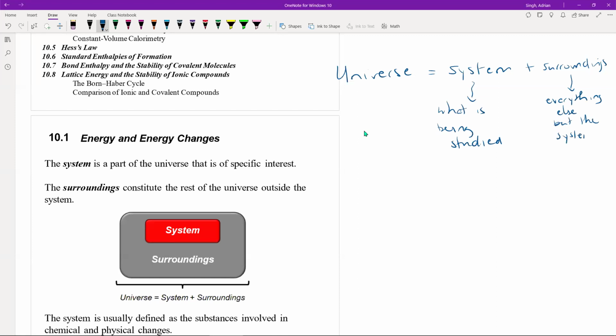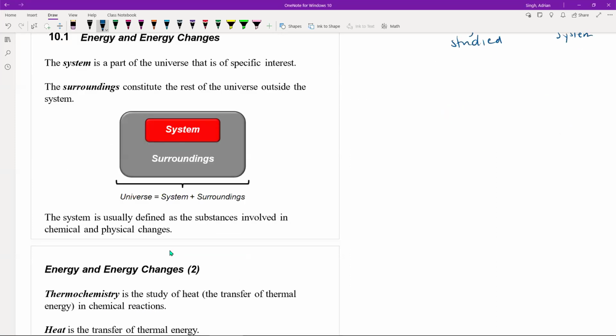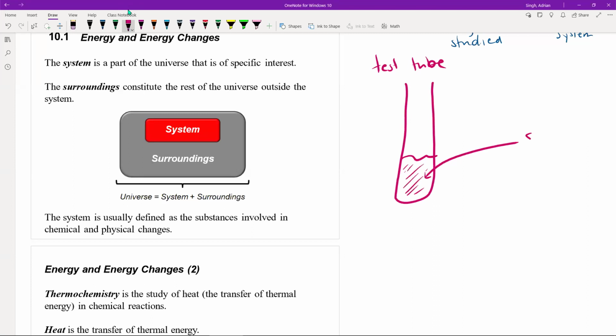So obviously then, if we add together the system that we're studying plus everything around it, we end up with the universe, right? So those are important definitions to keep in mind, because when we start looking at changes down the road, we're going to define them relative to the system or relative to the surroundings. So for instance, if I have a chemical reaction that I'm performing in, let's say this is a test tube, okay, and I mix a couple of solutions in this test tube, this in here, that is my system. Right? That's where the chemical reaction is occurring.